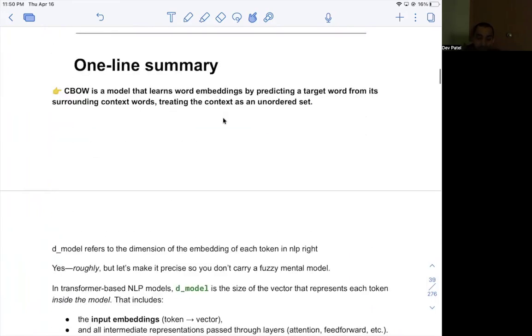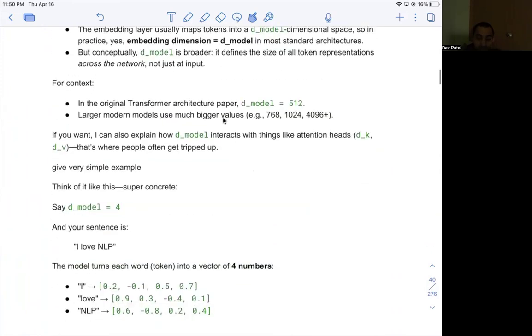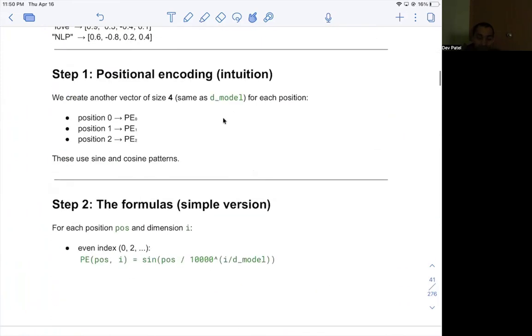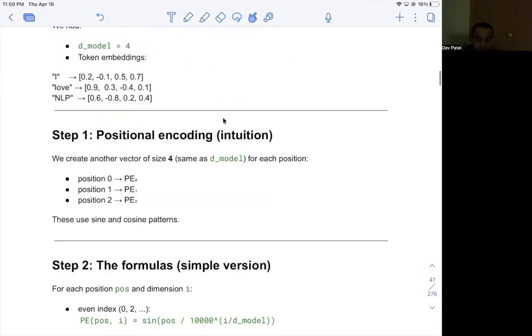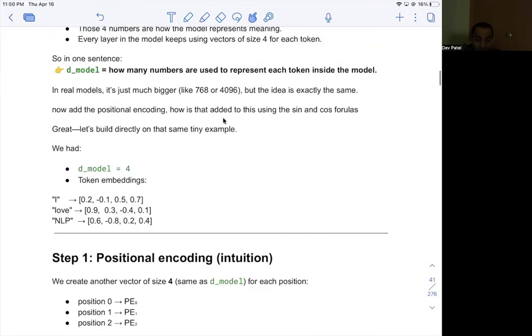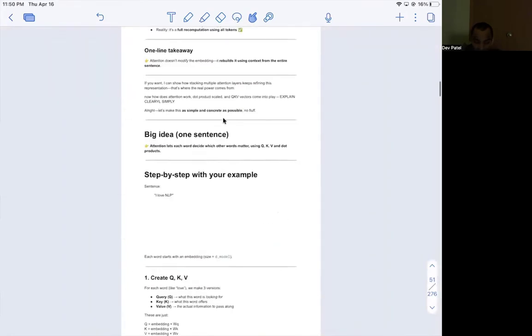And that is word2vec. And that's how embeddings are learned, right? Embeddings are learned. Positional encodings, we know the formulas for those.